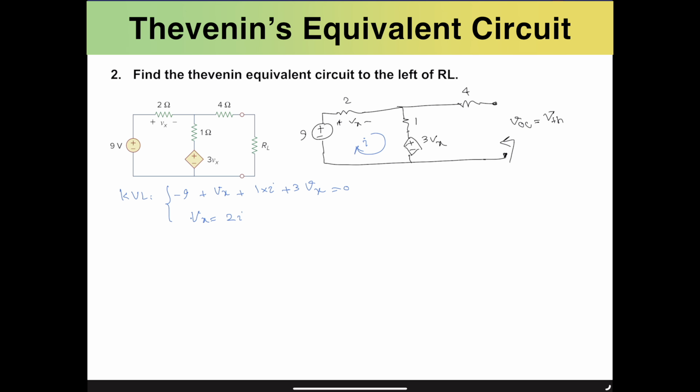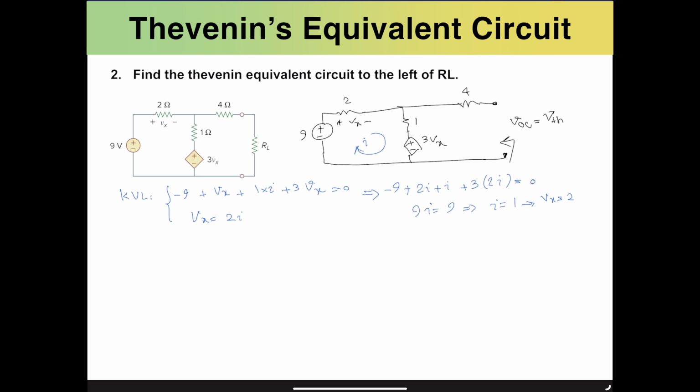So if we combine these two, and if I replace Vx in the first equation with respect to the second equation, I can simplify this as -9 plus 2I plus I plus 3 times 2I equals 0. So that would be 6 plus 1, 7 plus 2, 9. 9I equals 9. And essentially, in this case, I equals 1. When I equals 1, then I can easily find Vx, which is 2 as well.